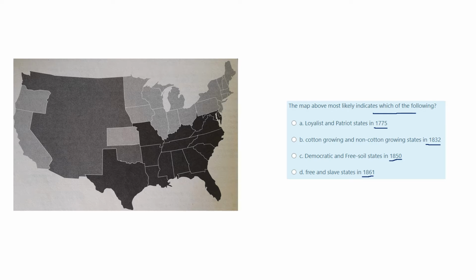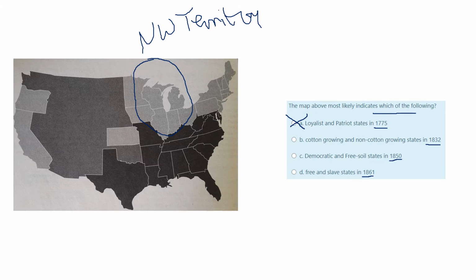We can take away this first answer because this area became part of America. This was the Northwest Territory. And this area used to belong to Britain. It became part of America after the War of Independence from Britain, and it was unorganized. It was not separated into different areas. So it's definitely not going to be answer A.